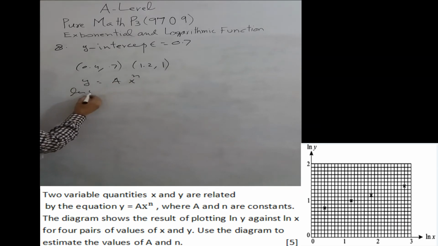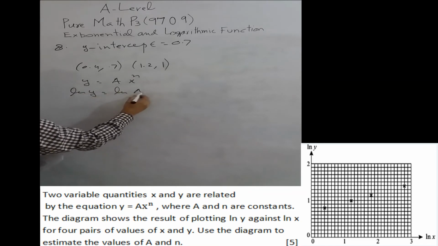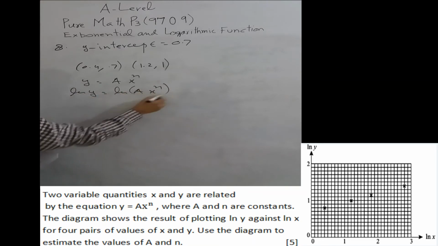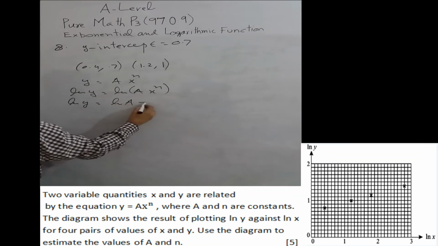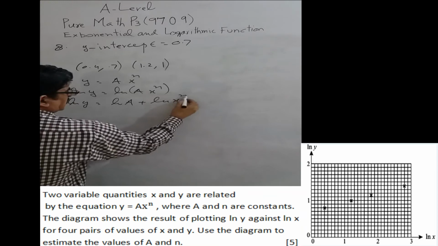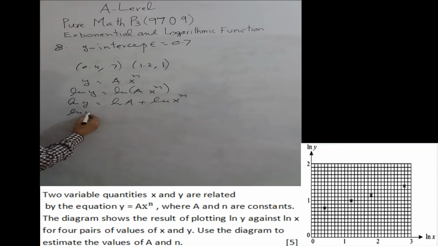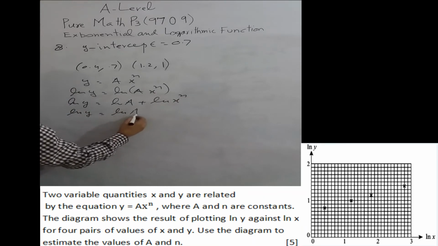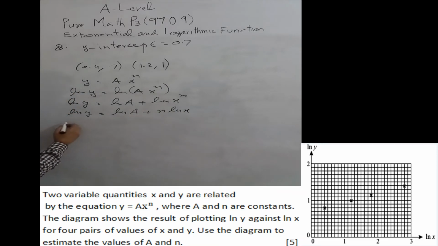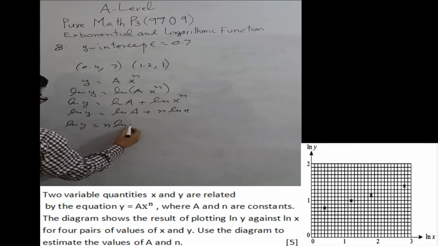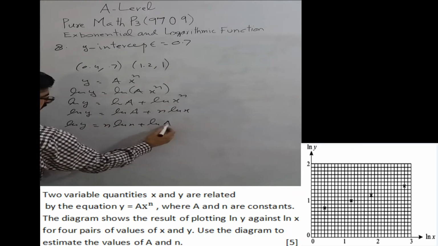Now converting into linear form, this is not linear. We have to convert it into linear form. So taking log on both sides, applying the property of log x raised to the power n: ln y is equal to ln a plus n ln x. Now ln y is equal to, rearranging, n ln x plus ln a.